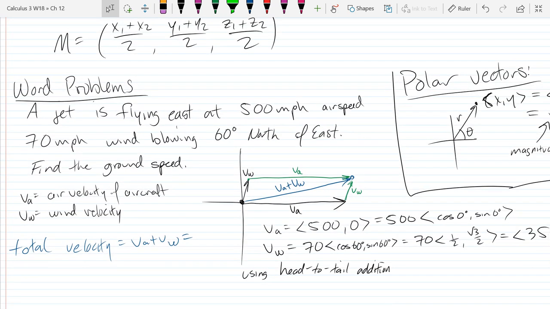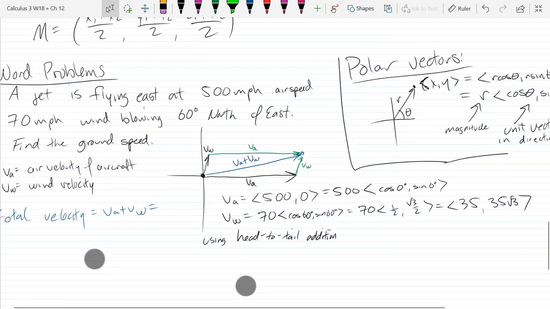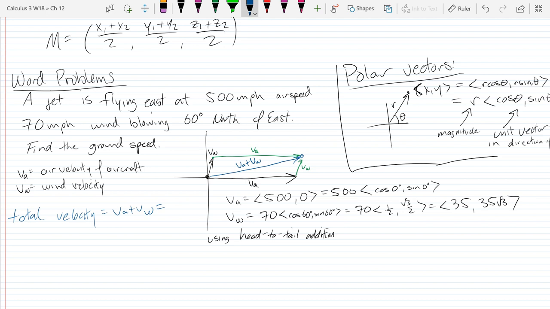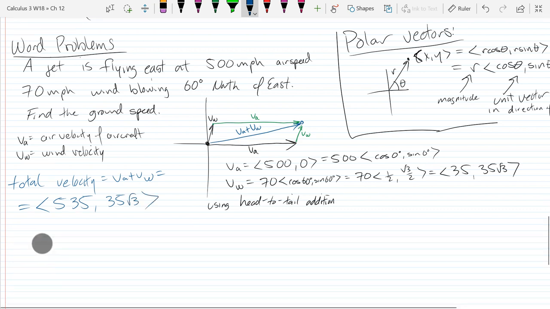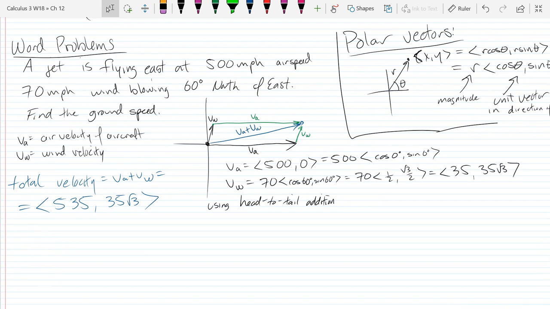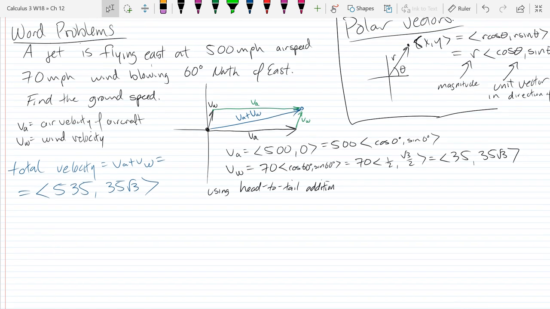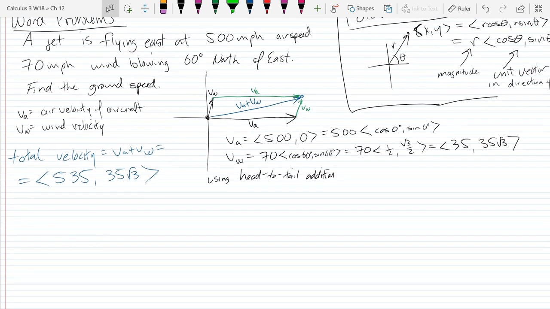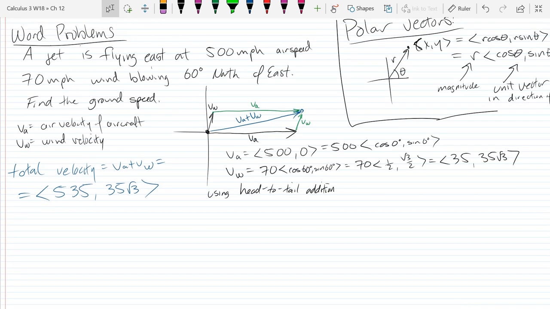All right, so we just add those two together. We're adding up those two vectors. There's really not so much to do. So we're going to get 500 plus 35, so it's 535, and then 0 plus 35 square root 3 is 35 square root 3. So there's our total velocity. It's just zero plus the second.